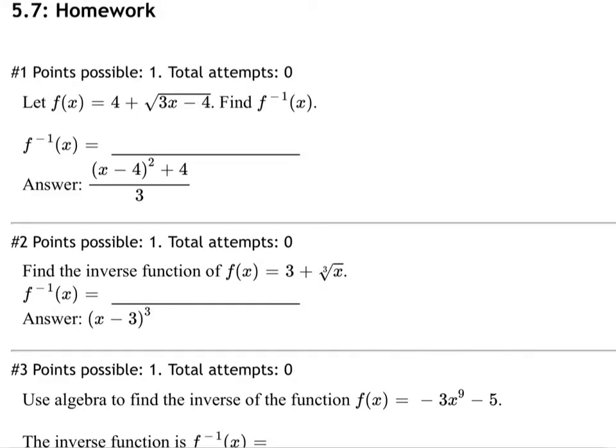Okay, so here's section 5.7. And 5.7 is a lot about finding inverse functions, as you see right there. So remember how we find an inverse function? Step one is we invert x and y. So this is y. F of x is always y. So we swap roles with x and y.